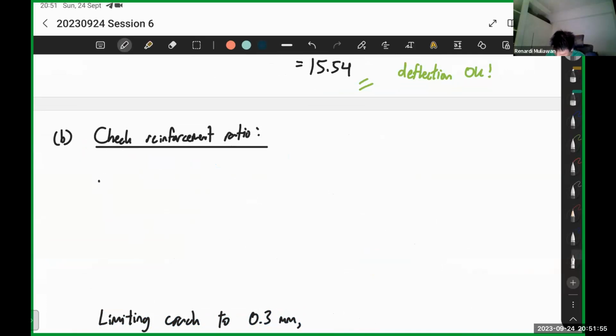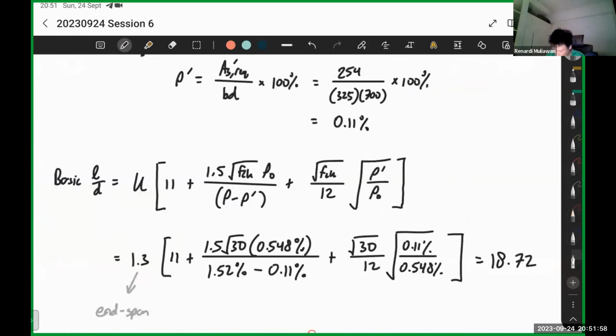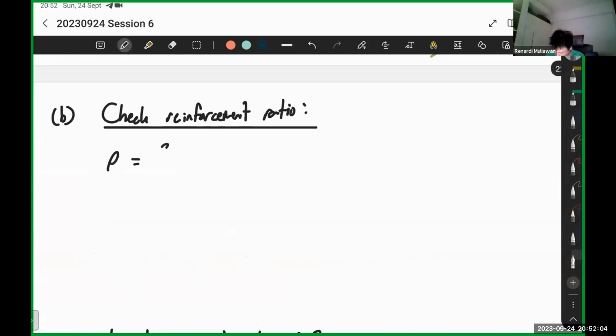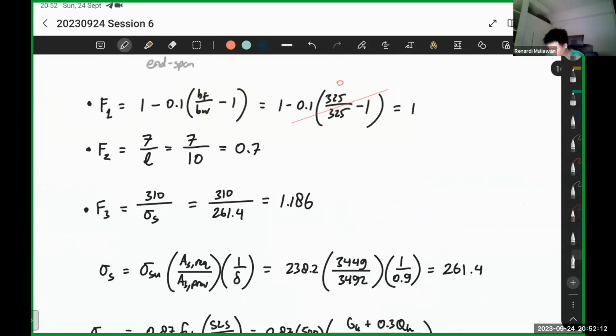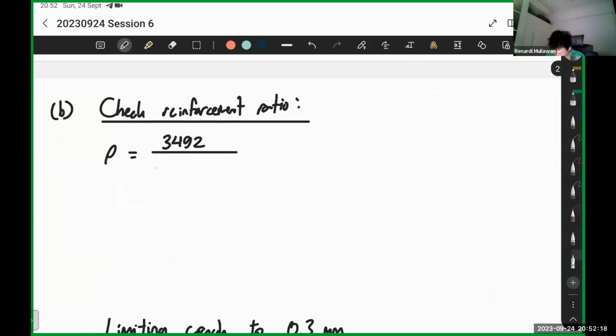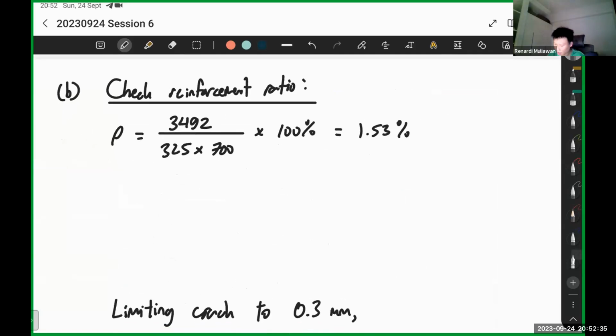So let's find rho first. Rho in this case is 3449 and 3492. Oh, sorry, this one we use the ES provided, 3492 solution. Then we use B, which is 325 and 700, right? So 325 times 700, then we multiply by 100% to make it a percentage. So 3492 divided by 325 times 700 times 100, you will get 1.53%. Okay, then we check with the limits.